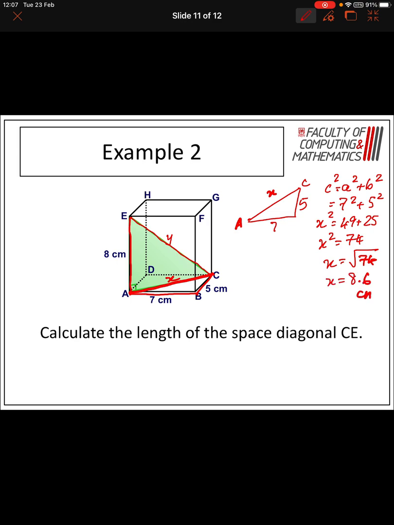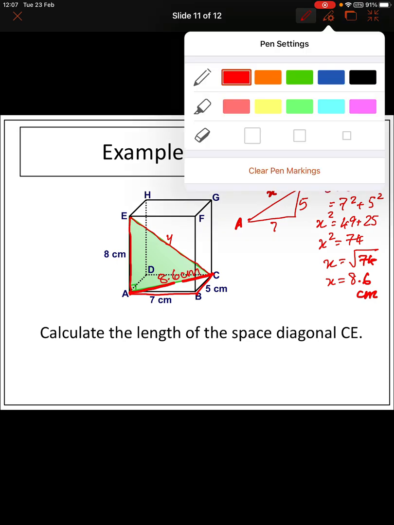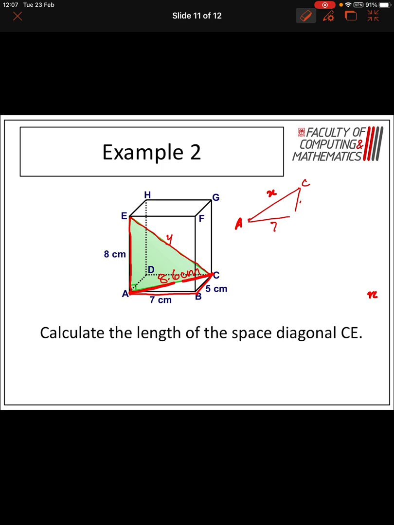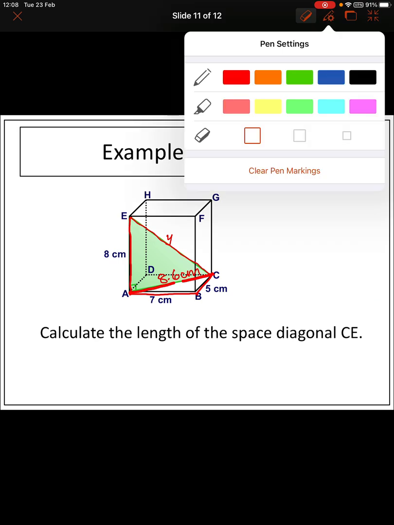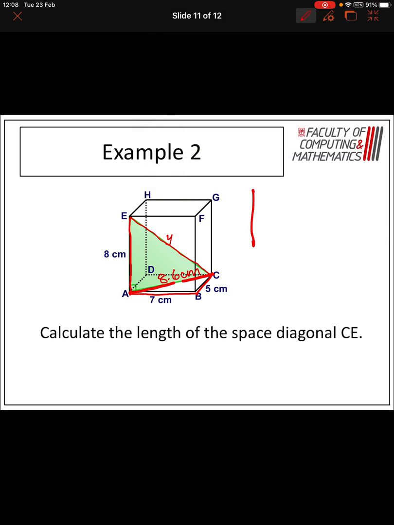That's in centimetres. So I've found the face diagonal, and now I've got enough information that I can find the space diagonal. Get rid of all this, give myself some space. What I want to find is Y. Apologies for my diagrams. That one's 8. That's A, E, C.